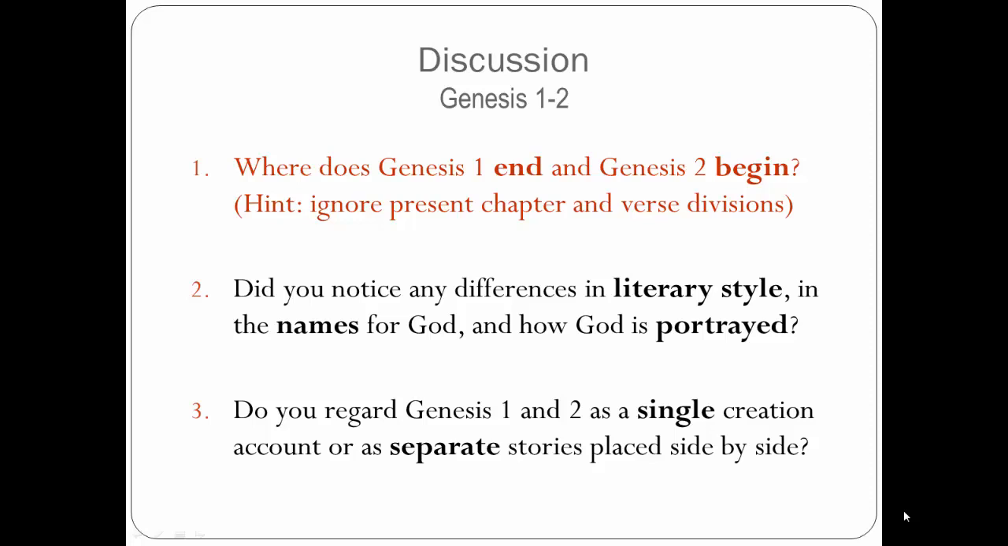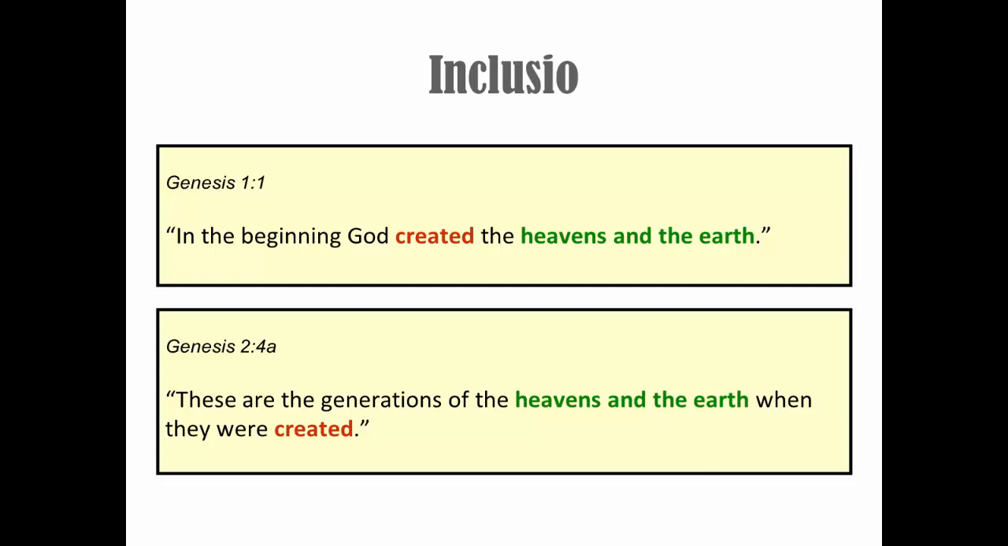We will compare the first two chapters of Genesis by asking three sets of questions. The first one has to do with the parameters of Genesis 1. One clue to the limits of Genesis 1 is the inclusio, a framing technique used in the Hebrew Bible to indicate the beginning and end of a literary unit or pericope. Typically, the passage is bracketed by repeated words or phrases.